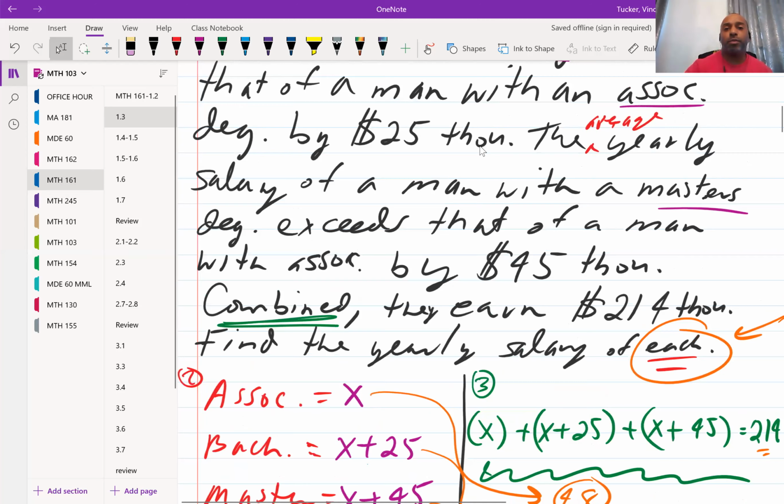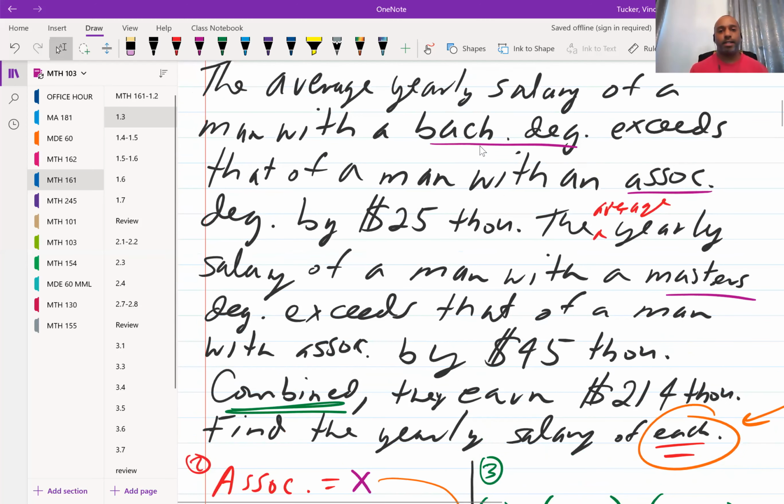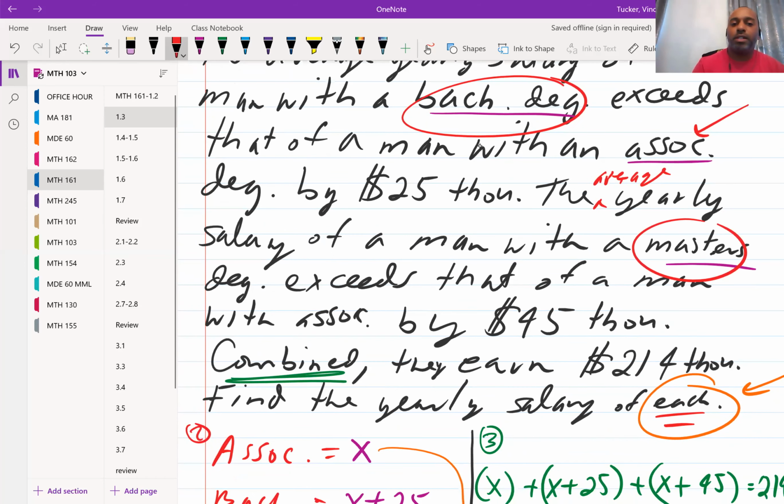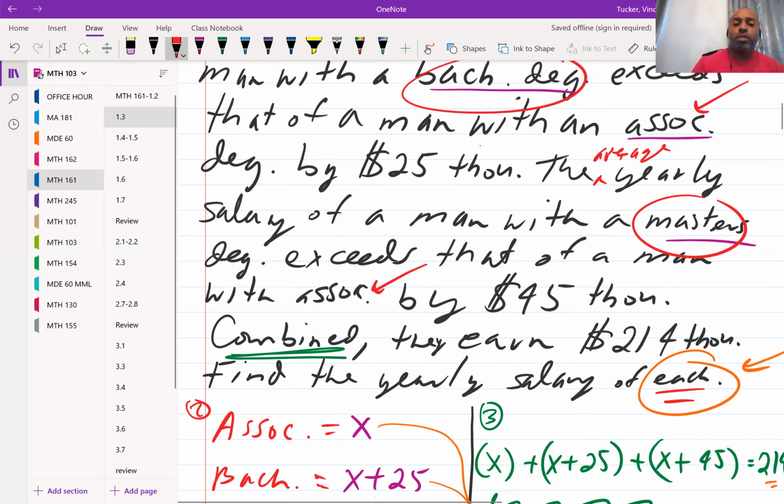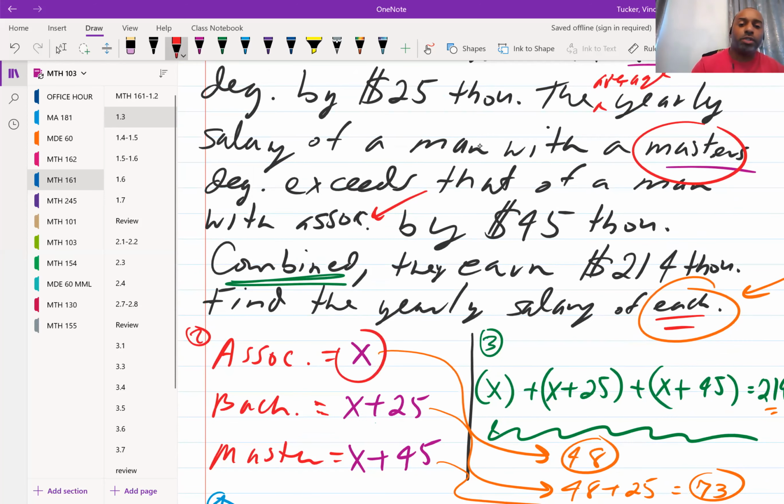So if you go back to the wording, the first sentence says that the man with the bachelor's exceeds that of the man with an associate's. So the man with the bachelor's is described in terms of the man with an associate's. And then we look at the man with the master's, he's described in terms of the man with the associate's as well. So what we can do is call the man with the associate's X and then describe the other two in terms of that X.